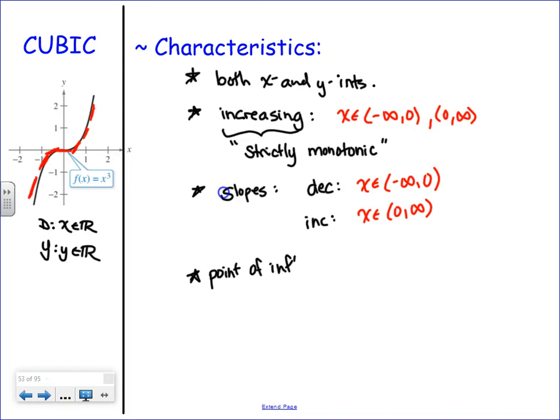Luke is right, sometimes there are maximums and minimums. There aren't in the parent function though. In the parent function, there's a point of inflection which shows the concavity.